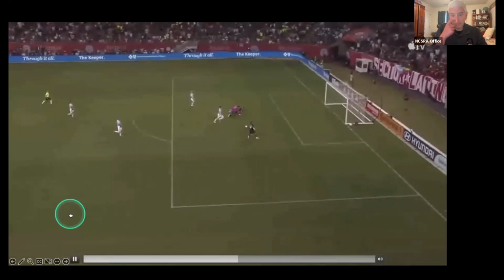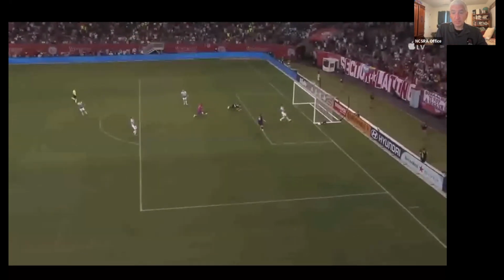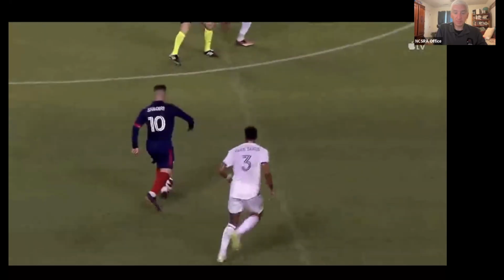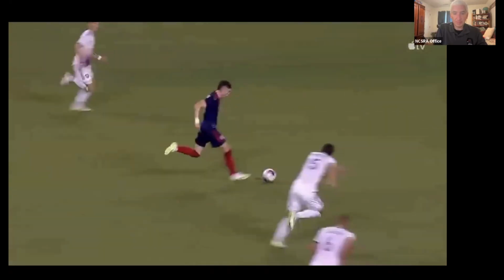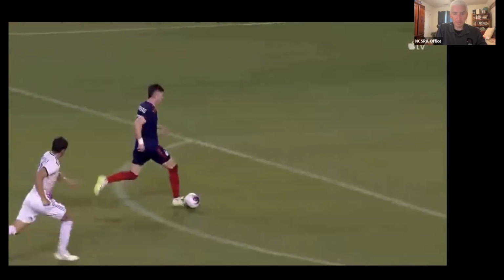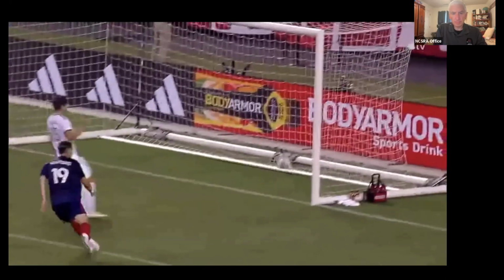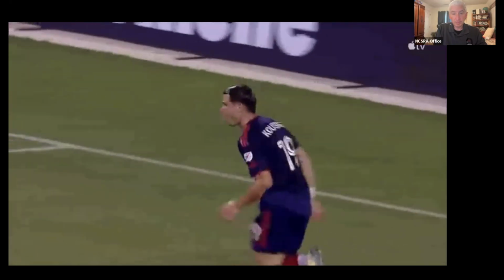Patient enough just to touch it with the outside of his right foot to draw Gillespie out for the easy tap in for Kutsias. But this pass was perfect right into Gutierrez, who just waits, so patient, those tiny touches. Just draws out Gillespie for the easy tap in for Kutsias.